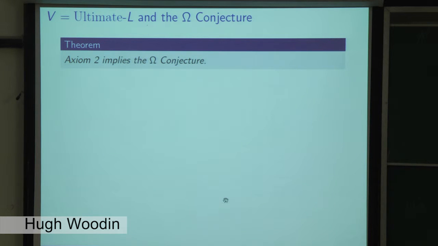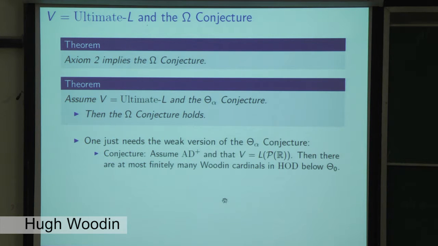Axiom 2 implies the Omega Conjecture. That was another reason for Axiom 2. But I don't know that from the formulation of V is ultimate L. I need the Theta-alpha conjecture. So that's a case where the weaker form of just reflecting Sigma_2 sentences, even with the AD+ machinery we have, is now deficient, can't quite get consequences that we would like, the HOD conjecture.